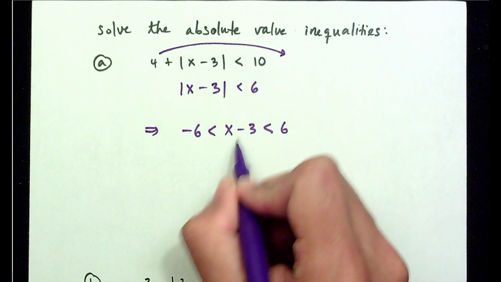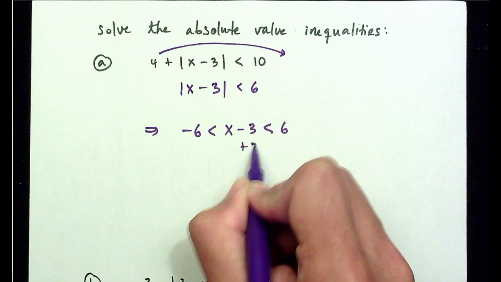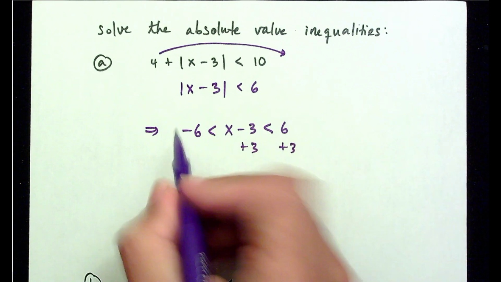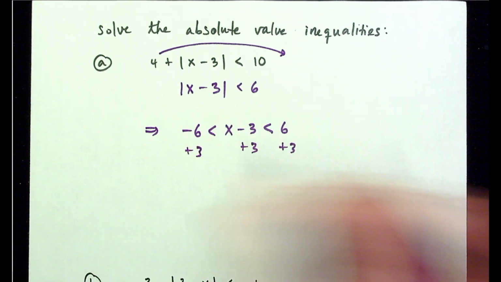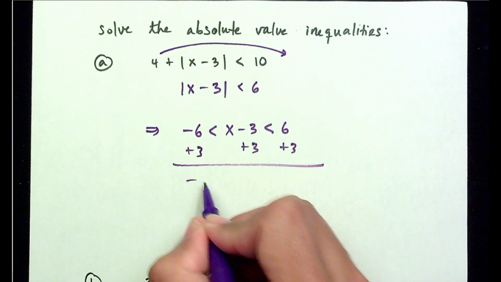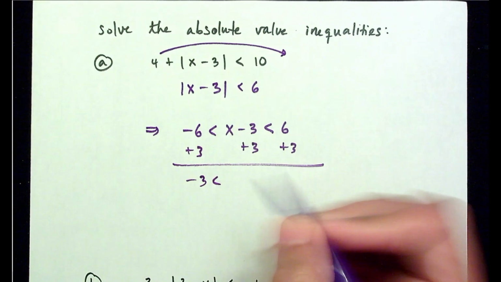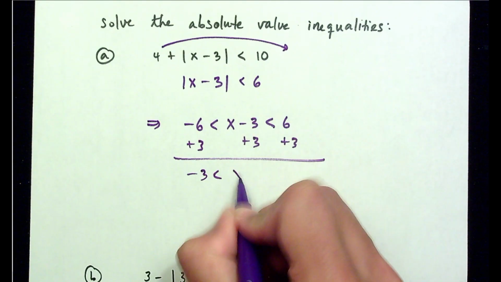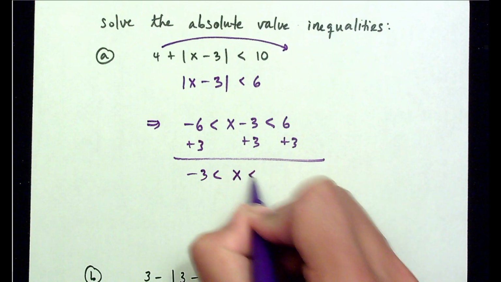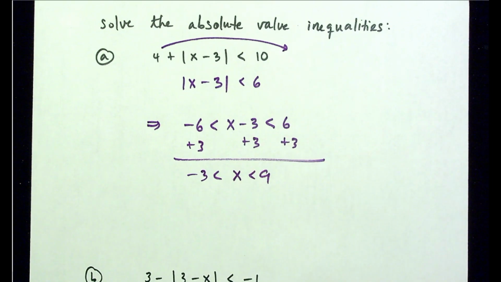So that means get rid of this negative 3, so add 3. Remember, you have to add 3 in this case to all 3 parts. And you would get negative 6 plus 3 is negative 3. And here you would get just x. And here you would get 9. So that is the answer.